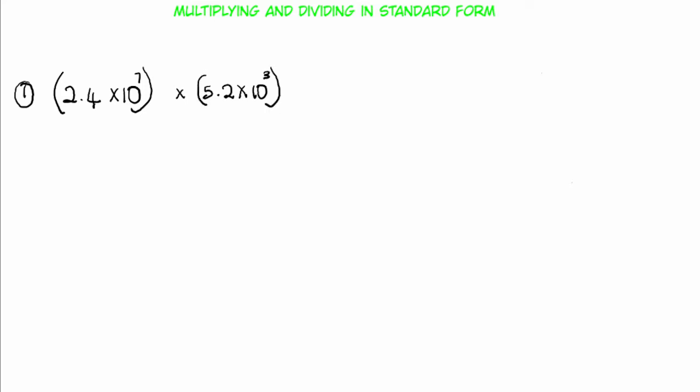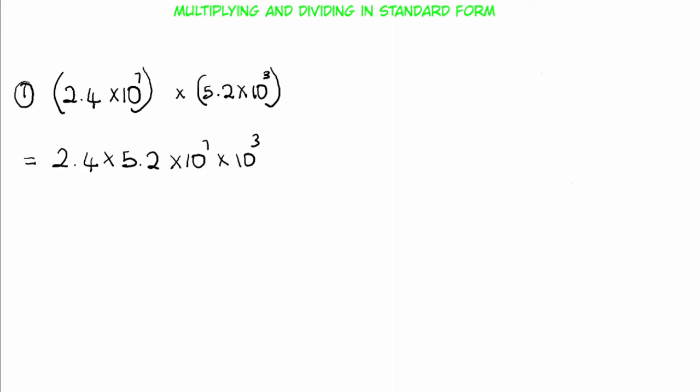Here we have 2.4 times 10 raised to the 7th power being multiplied by 5.2 times 10 raised to the 3rd power. The first thing we want to do here is rearrange the problem. We're going to group the index parts and the non-index parts. So grouping, we would have 2.4 times 5.2 times 10 raised to the 7th power multiplied by 10 raised to the 3rd power.